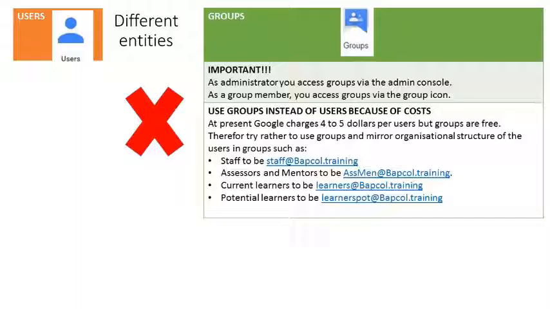Groups have financial aspects in terms of a small business because Google asks $4 to $5 per user, but Google Groups are free. Therefore, try to use groups to mirror the organizational structure. And in that way, you can save money. That's very important for you as a small organization. Therefore, as a small organization, try to get groups that mirror your organizational structure, and in that way, you may be able to save a few bucks.